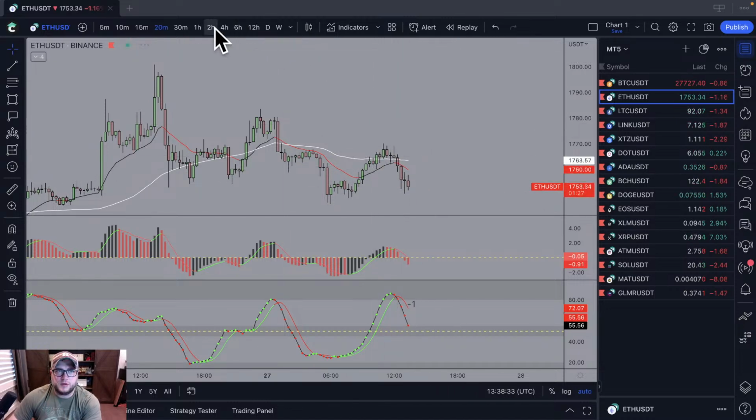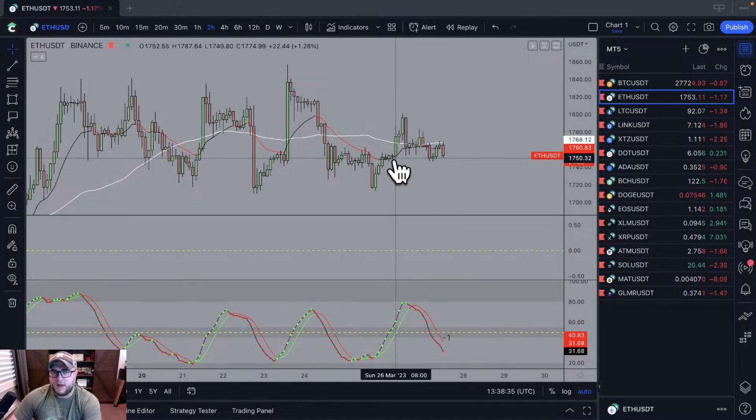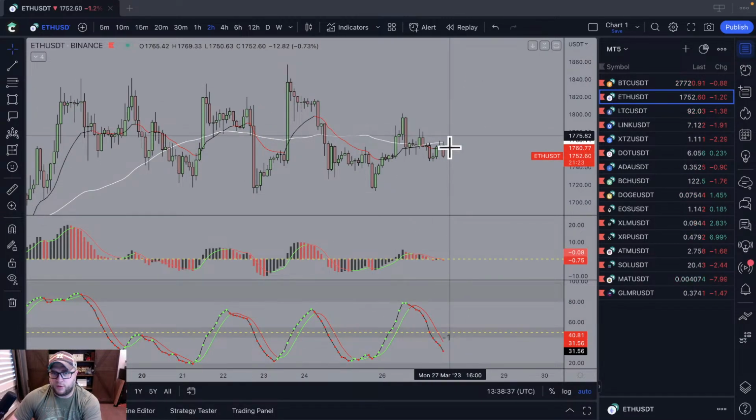But let's go to the 2-hour chart, see what the 2-hour chart looks like. Yeah, the 2-hour chart's selling off pretty hard. What is it? Down 0.773 in the middle. What do we have? Like 20 minutes left.